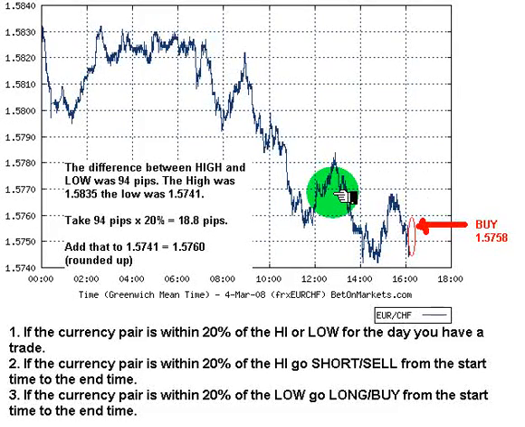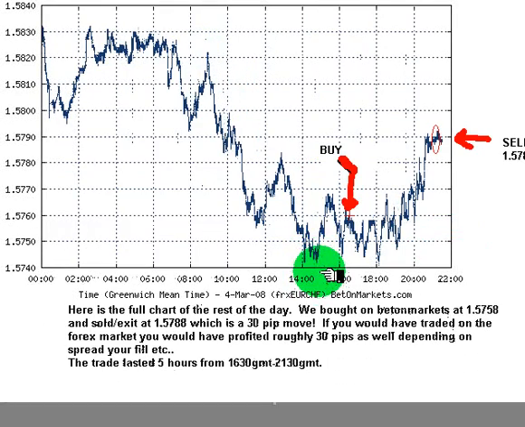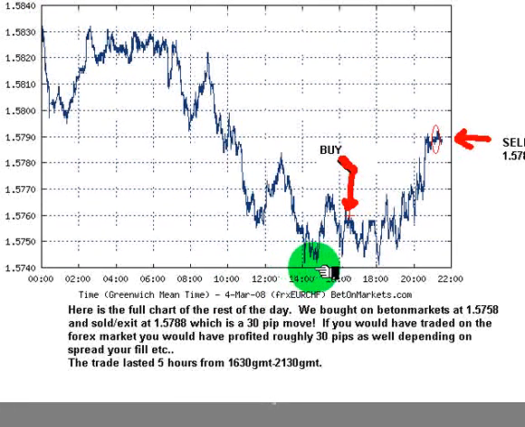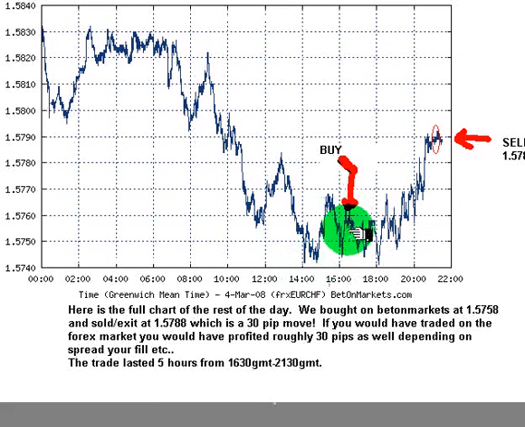Okay, let's look at the next chart. Okay, here's the next chart. This is actually what happened the rest of the day for our particular trade. Again, it's March 4th, the euro Swiss franc. Again, the high was up here at 1.5835. The low is down here at 1.5741. Our buy signal was right here at 1.5758. As you can see, this is at 1630.